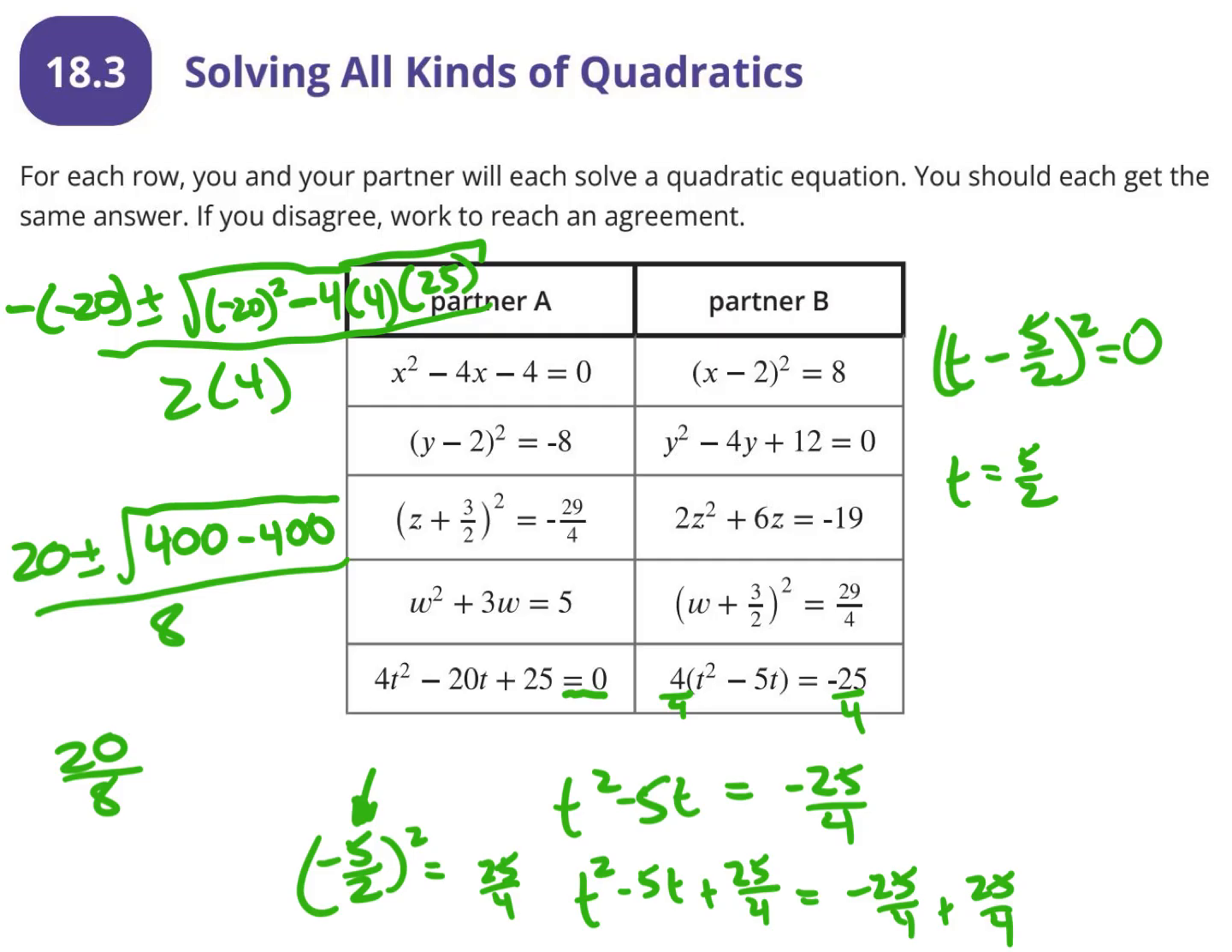And 20 divided by 8, if you divide it by 2, well, 2 is not big enough. Let's divide it by 4. You get 5 over 2. So you get the same number from side to side.